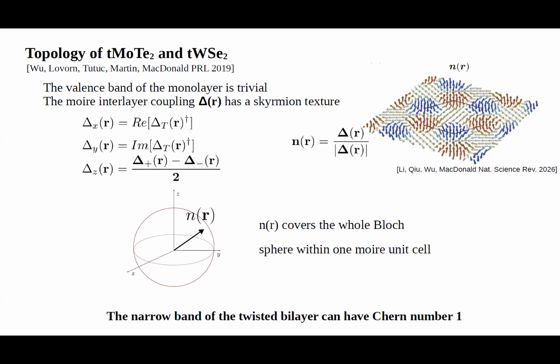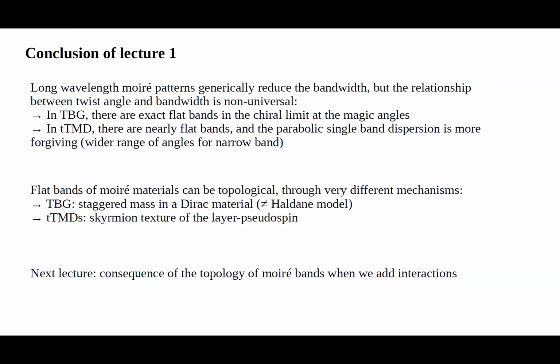Yeah. And this actually already brings me to the end of this first lecture, where we can summarize the different points that we talked about. So long wavelength moiré patterns generally reduce the bandwidth, but the relationship between twist angle and bandwidth is highly non-universal and model dependent. So this is just a tendency. And then when you look at what happens at small twist angle, you can find very interesting phenomena.